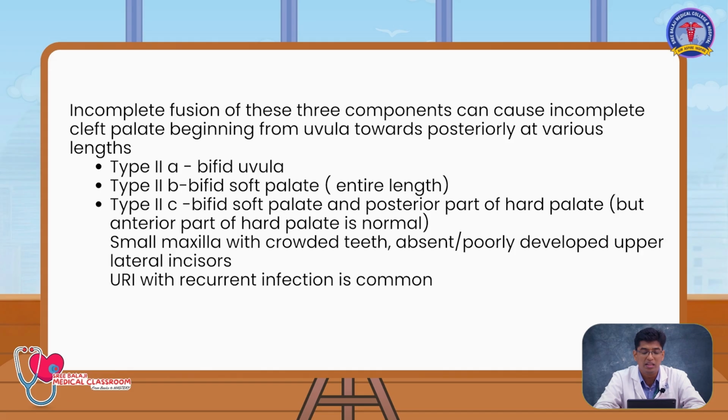Incomplete fusion of these three components can cause incomplete cleft palate, beginning from the uvula and extending posteriorly at various lengths. Based on the involvement of the soft palate, we divide it into 3 types: type 2A, type 2B and type 2C. Type 2A is where the uvula itself is bifid. In type 2B, there is a cleft of the soft palate in its entire length. In type 2C, both the soft palate and the posterior portion of the hard palate are involved, but the anterior part of the hard palate is normal.